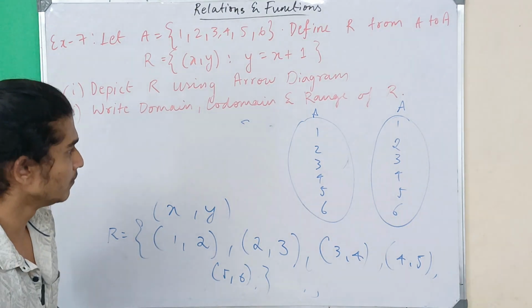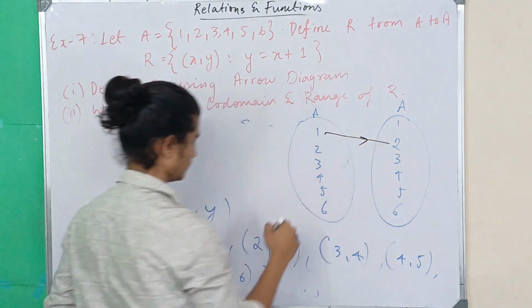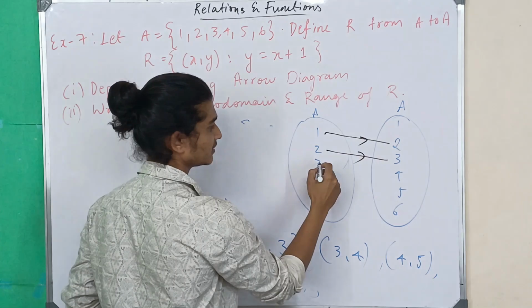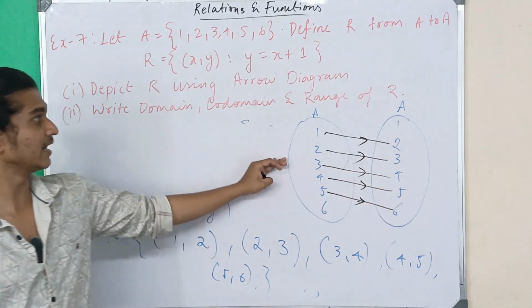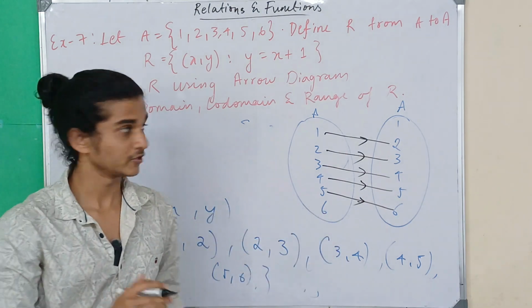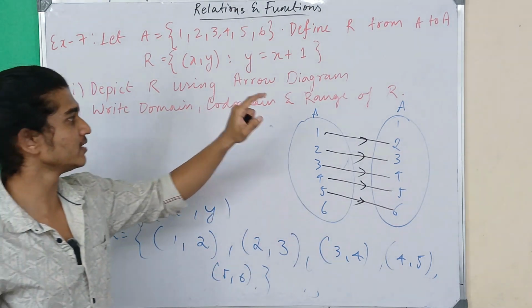So 1 is related to 2. Next, 2 is related to 3, 3 is related to 4, 4 is related to 5, 5 is related to 6. So this is the arrow diagram of this particular relation. The next thing they're asking is domain, codomain and range.